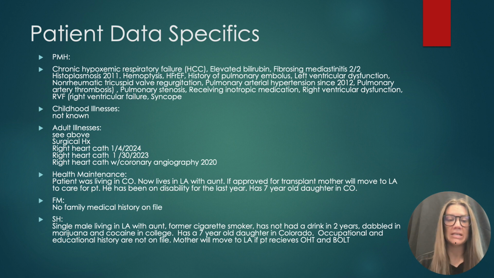In his social history, he is a single male in LA living with his aunt, a former cigarette smoker, has not had a drink in 2 years. He dabbled in marijuana and cocaine in college and has a 7-year-old daughter living in Colorado. Occupational and educational history are not on his file, and as I mentioned previously, the mother will move to LA if the patient receives the heart and lung transplant.